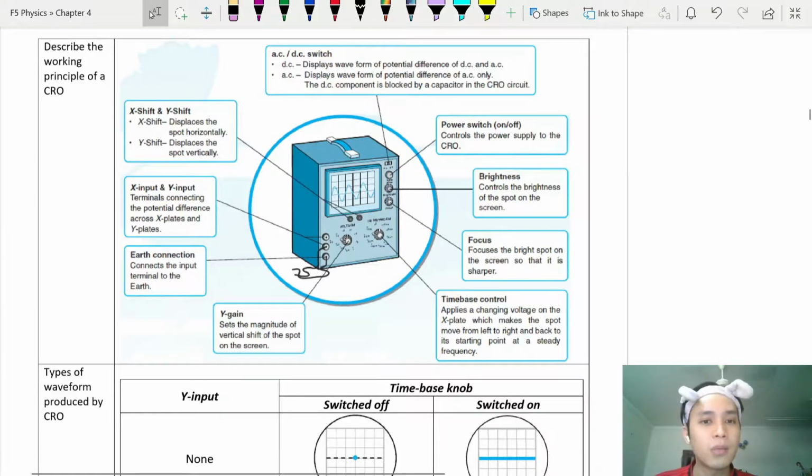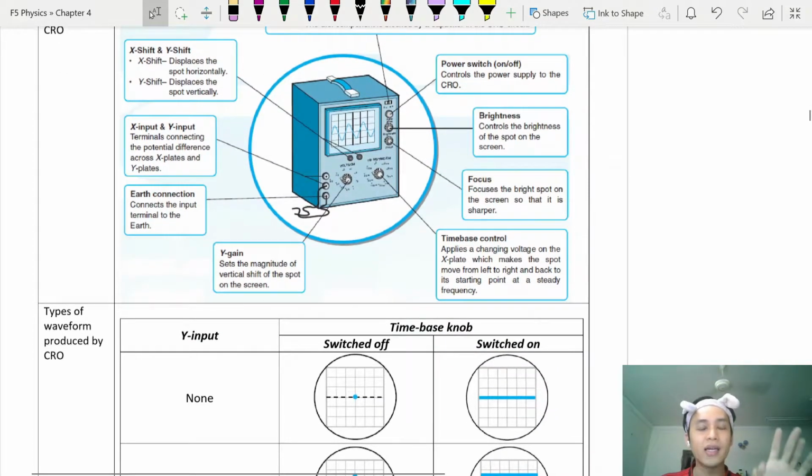All right, so I'm only focusing on the things that are really important here. The first thing that I'm going to share with you is the cathode ray oscilloscope: how do we identify the shapes and how to sketch different waveforms of the CRO. By now, if you're watching this video, I'm sure you've already completed your syllabus, so this video is meant to be a revision for you.